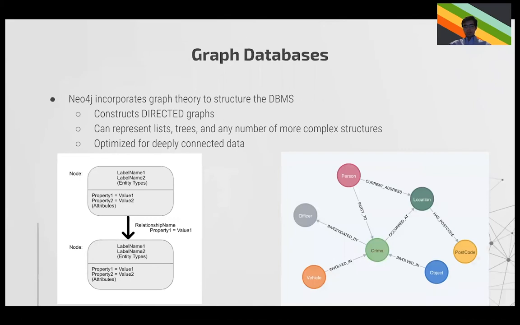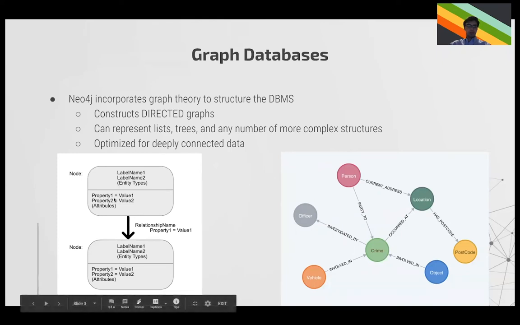Neo4j is a database manager that incorporates graph theory into its structure. Neo4j constructs directed graphs and can represent data models such as lists, trees, and any number of complex structures. And it is specifically optimized for deeply connected data. Here you can see a simplified example of what an entity relationship model might look like in Neo4j on the right. And you can see a more complex model of what a single node pair relationship might look like.